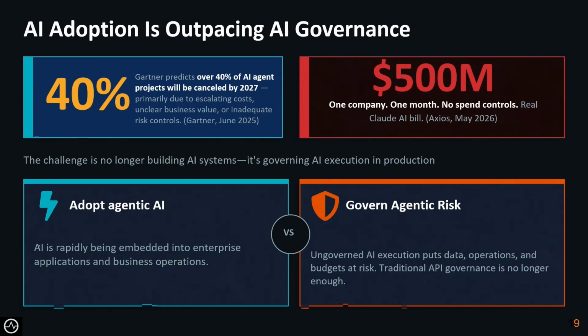If you look at the left side, Gartner predicts 40% of AI agent projects will be cancelled by 2027 because of escalating costs, unclear business value, and inadequate risk controls, right? On the right side, you can see an unnamed company reached a $500 million cost within 1 month, right? A real AI bill. So the challenge is no longer building AI systems, but governing AI execution in production properly. Organizations can't simply slow down AI adoption because AI is rapidly becoming part of the customer experience and internal business operations. That creates tension. We need to move fast, but we also need to govern AI execution, right? That is the challenge.